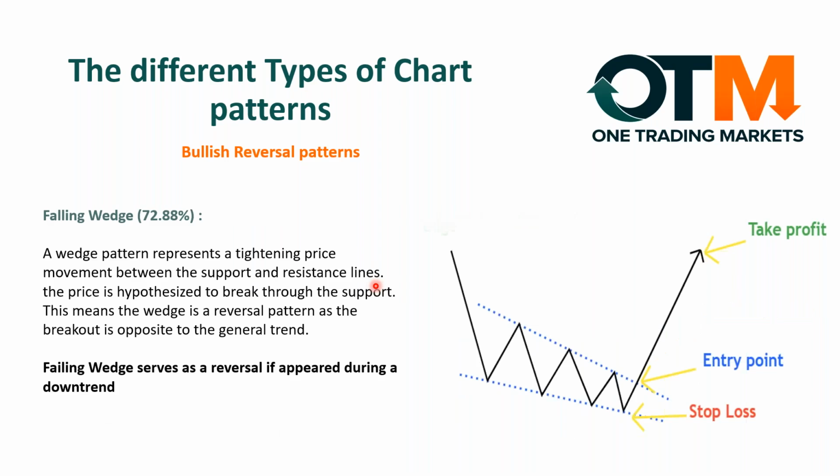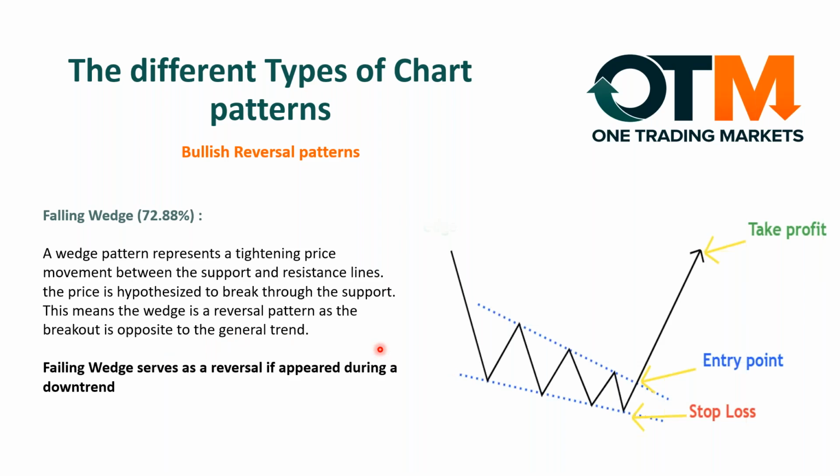Let's go into the last bullish reversal pattern that we're going to talk about. We have a falling wedge. Like we said, we had a rising wedge where the movement was going up. Now it's going down. It has a probability of 72.88%. It represents a tightness in the price movement between the support and resistance. The price basically breaks out through the support, which is this. This means the wedge is a reversal pattern, as the breakout is opposite to the general trend.